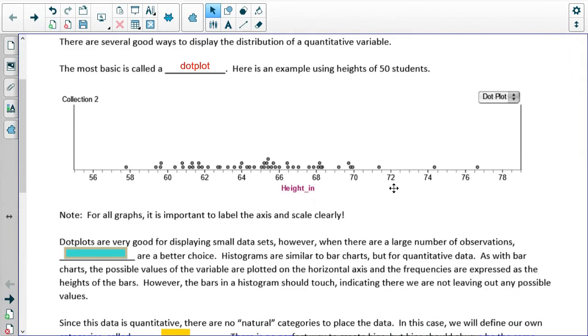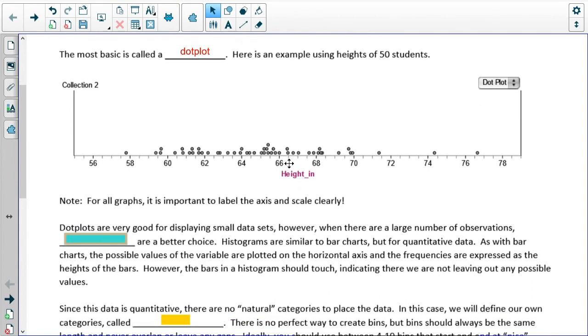So if we're looking at the heights of 50 students, it looks like I have somebody that's a little bit over 76.5 inches, somebody that's 74.2 or 74.3 inches. It looks like we have quite a few people that are bunched around 65 to 66 inches. You get a dot for every piece of data that you have. And so the more dots that are in a certain group, the more people you have in that inch category, so to speak, in this particular situation.